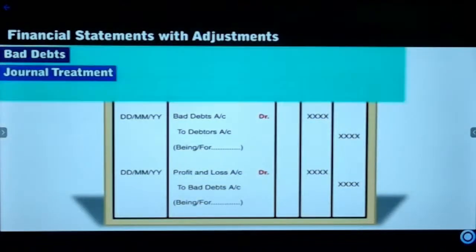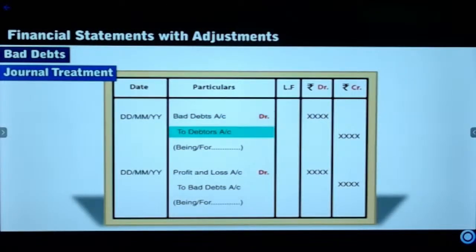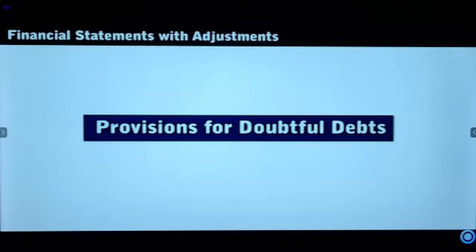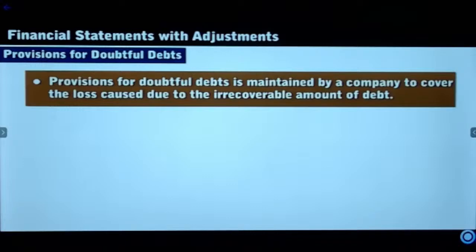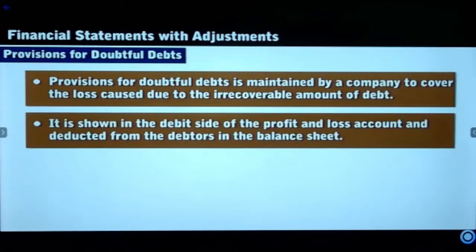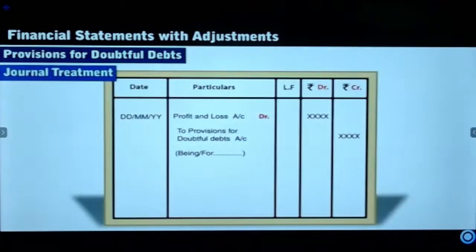Journal treatment will be debtors account, profit and loss account debit to bad debts account. Another adjustment is related to provisions for doubtful debts. Provision for doubtful debts is maintained by a company to cover the loss caused due to the irrecoverable amount of debt. It is shown on the debit side of the profit and loss account and deducted from the debtors in the balance sheet. Journal treatment will be profit and loss account debit to provisions for doubtful debts account.